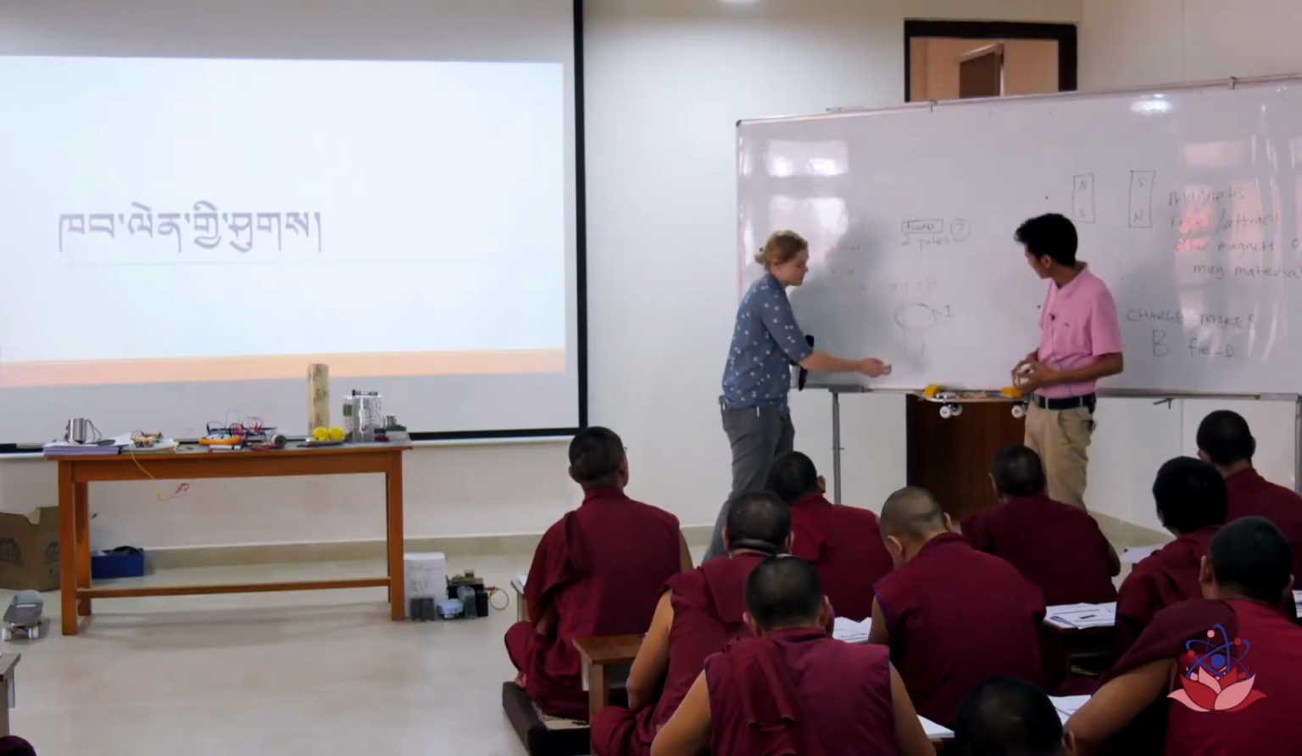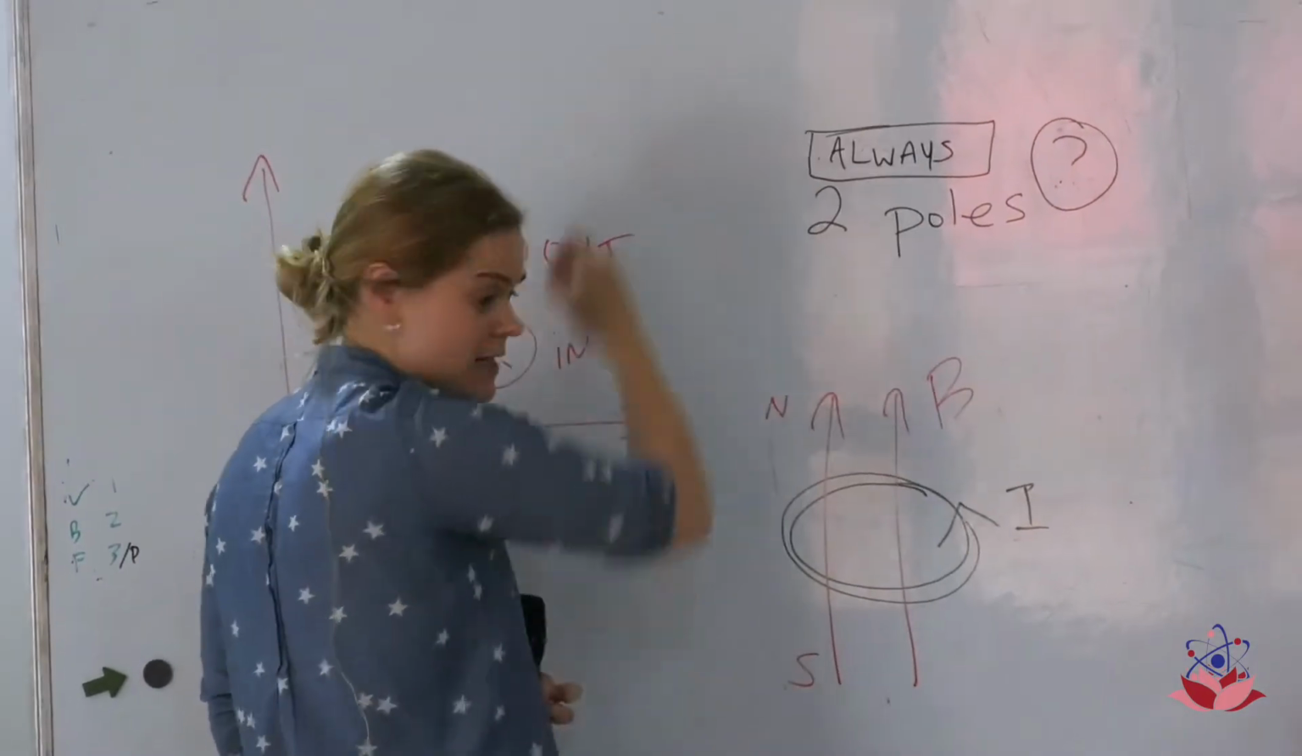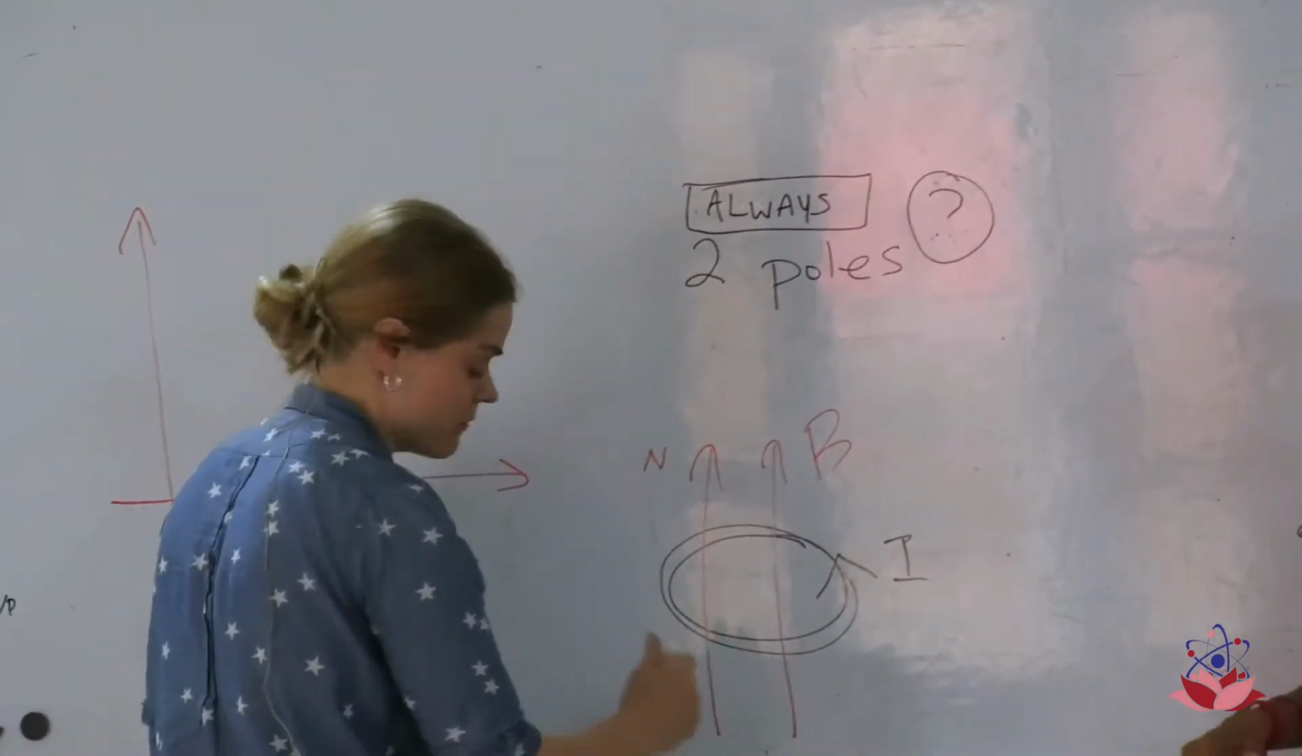And this would be the north pole of the magnet, this would be the south pole, and I could continue the field lines outwards, which is kind of what we were studying yesterday in the afternoon.